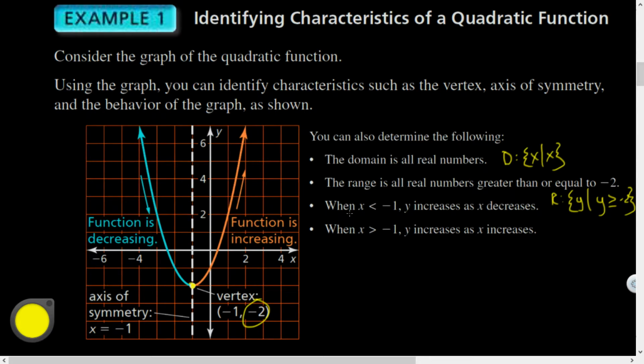So yeah, and then you can see that it increases. Let's see, y increases as x decreases. Wow, that's a really weird way to put it. Huh. I would have said that y decreases as x gets bigger when x is less than -1, right? Up to the axis of symmetry, it's a decreasing function. And then after that, it's an increasing function. Y is getting bigger as x is getting bigger. There we go.